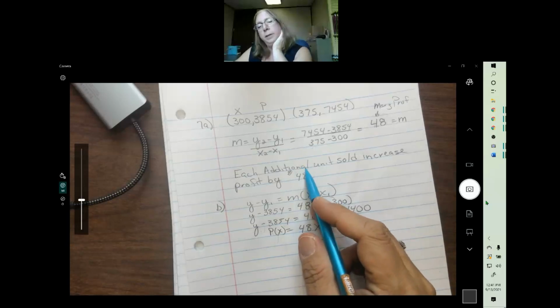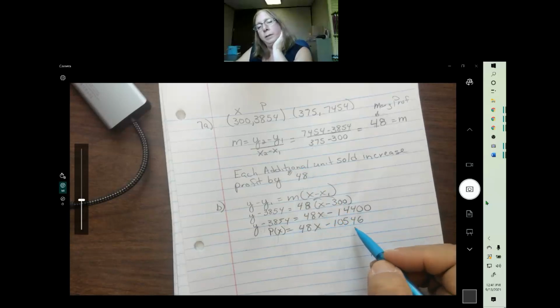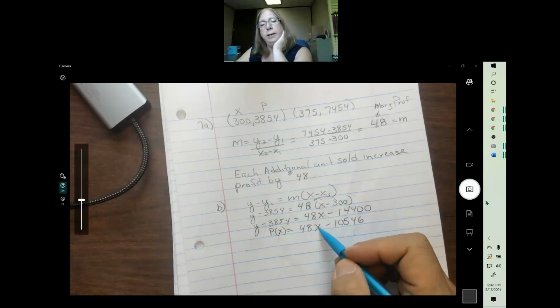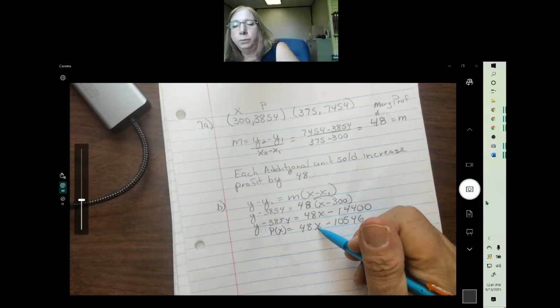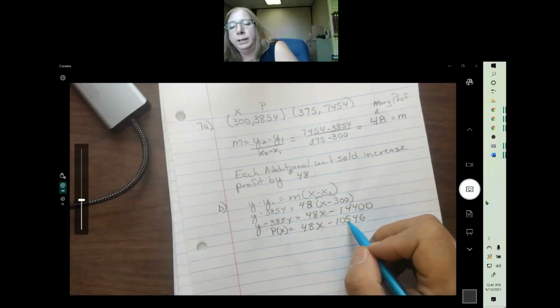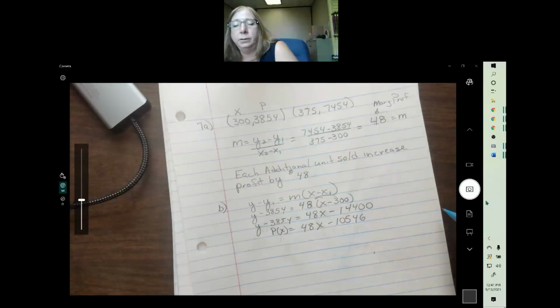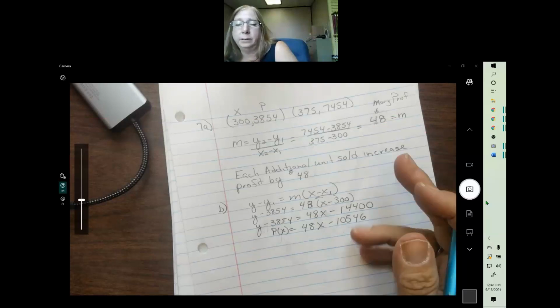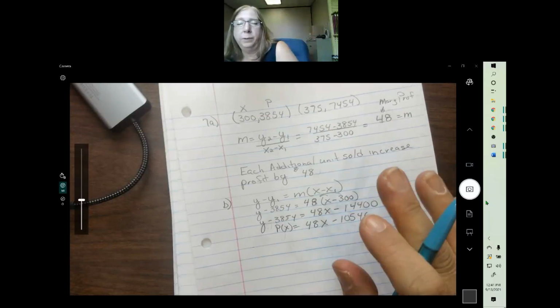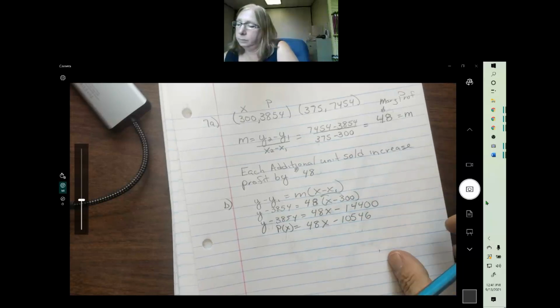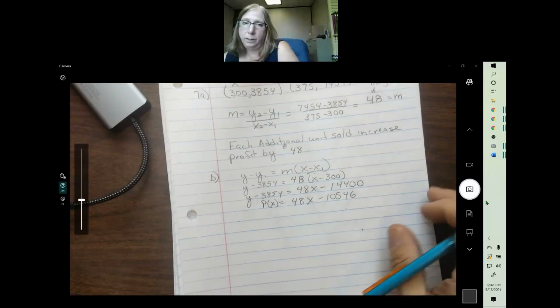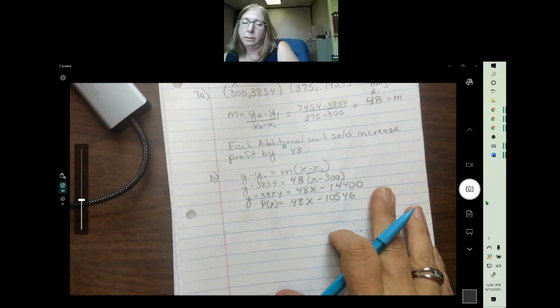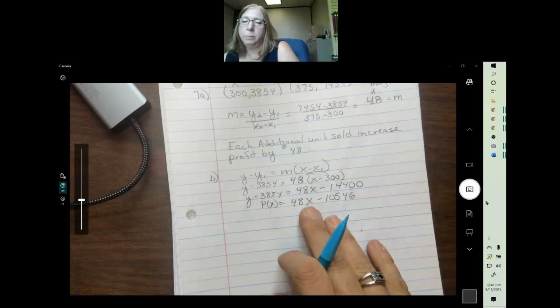Explain the slope up here. The y-intercept, that's where you start when x is 0. So when no units are sold, we're in the hole $10,546. So we owe $10,546 before anything is sold. Any questions? Okay.